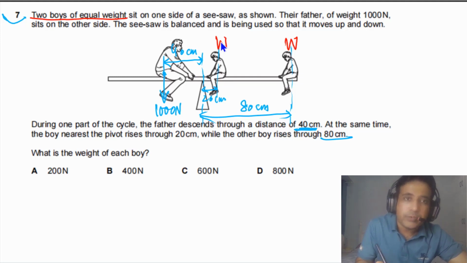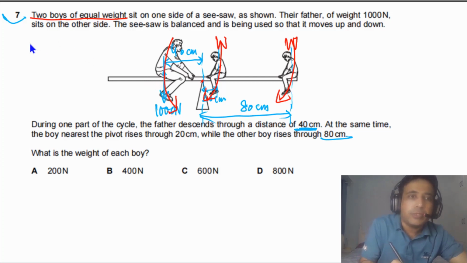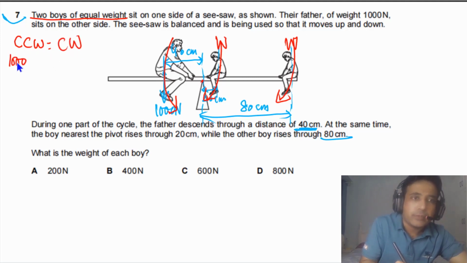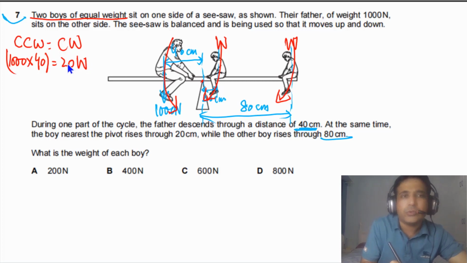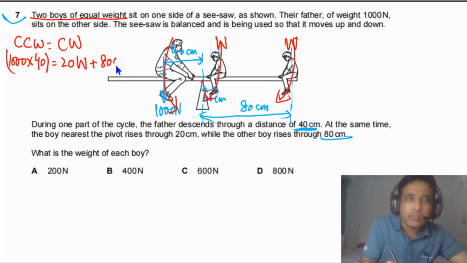weight. Moment due to this boy will be clockwise. Moment due to this one also will be clockwise about this pivot, and moment due to this person will be counterclockwise. So simply in this case, counterclockwise moment has to be equal to clockwise moment. Counterclockwise moment we have, this is 1000 multiplied by perpendicular distance from the pivot, that is equal to 40. And moment due to this boy is equal to 20 times W. We don't need to convert centimeters into meters because centimeter is on both sides. It will be cancelled. And moment due to this boy is 80 centimeters.